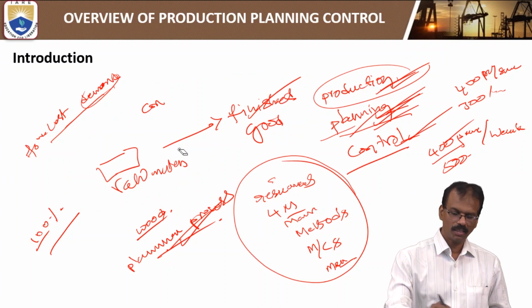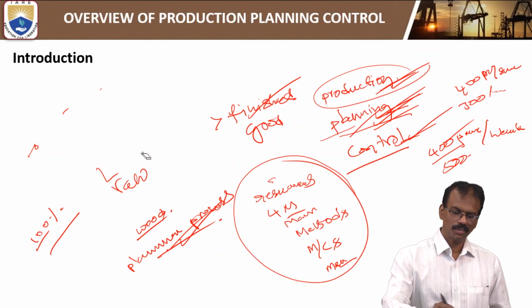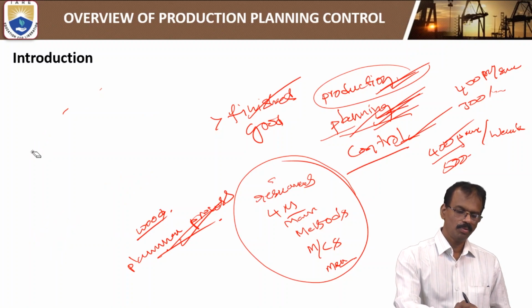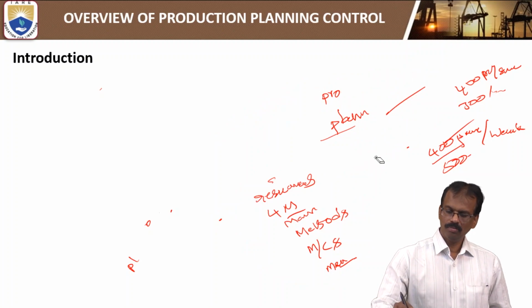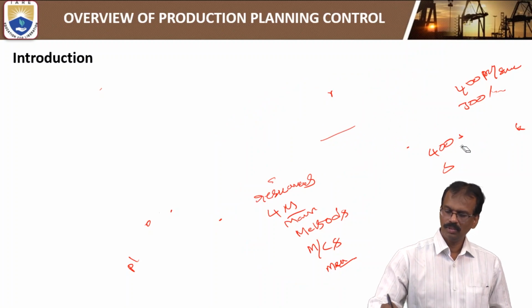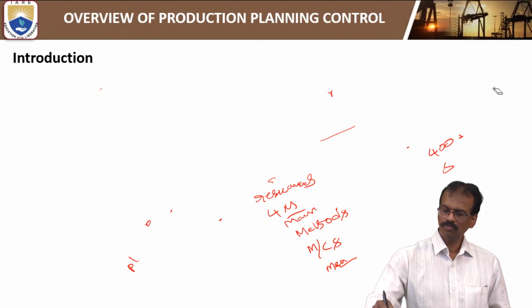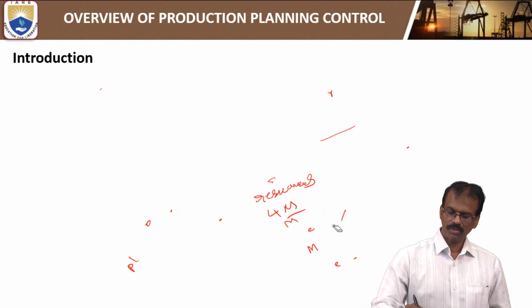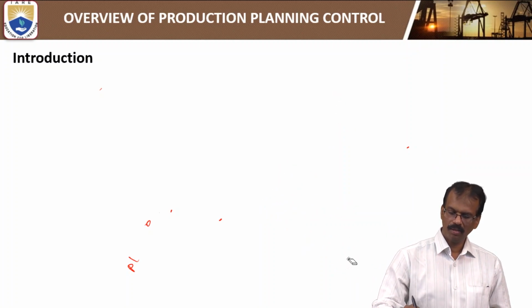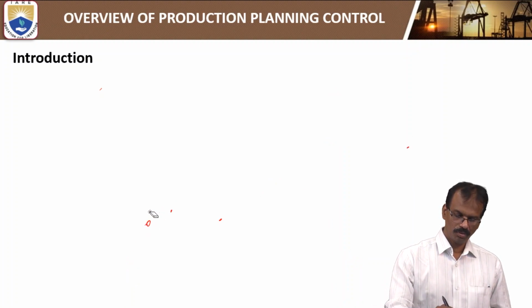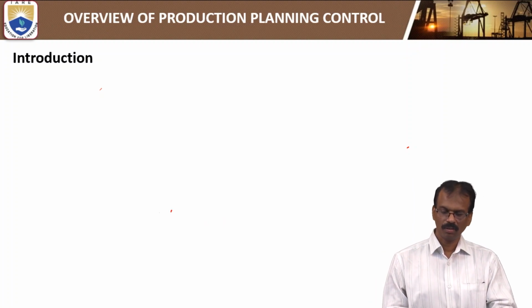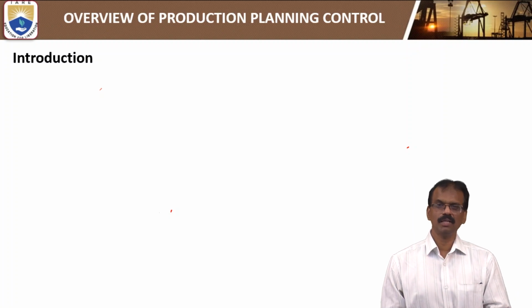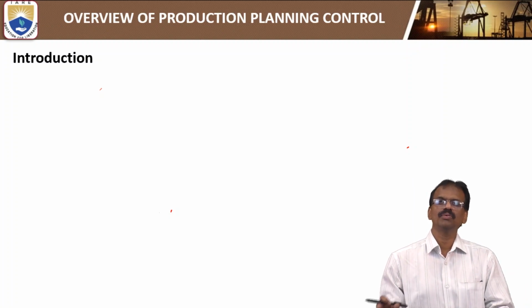So this is a brief introduction about production planning and control. We combine the meaning of the three words. The first one is production: conversion of raw material into finished goods. Next, planning: systematic utilization of the resources to get the required objectives. And controlling is the matching of the pre-planned process and the currently going process.